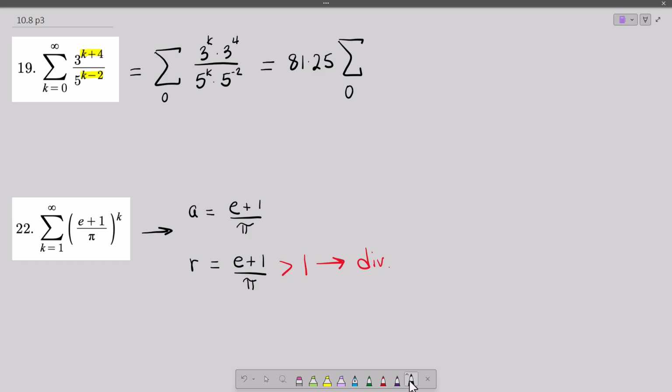And then inside, we have 3 to the k and 5 to the k. 3/5. We're going to make it 3/5 to the k. We want one single k. If we can whittle it all the way down to one k on the outside like that, that's best. Best case scenario.